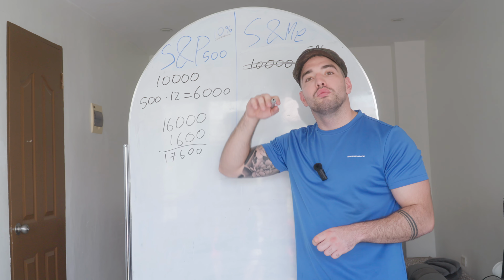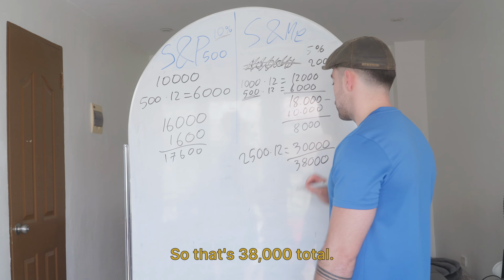All right. Now imagine he invests part of it on another place. So he gets another 200K. Boom, minus 10,000. Okay. That leaves him at 8,000. But now he's earning 2,500 per month, which is 30,000. All right, so that's 38,000 total.